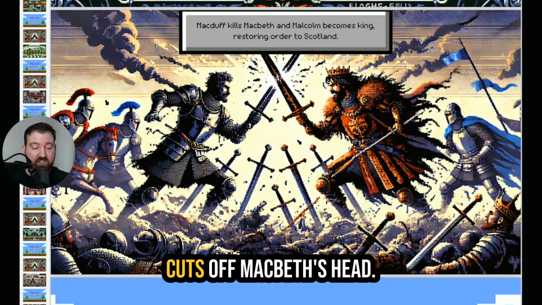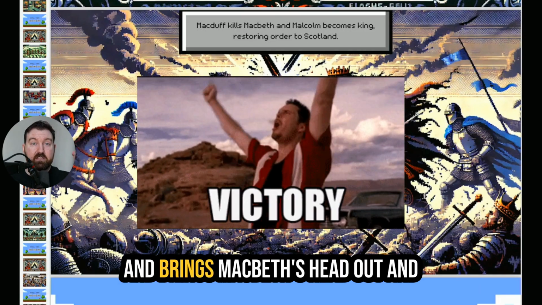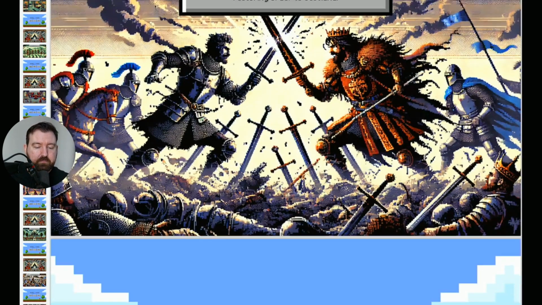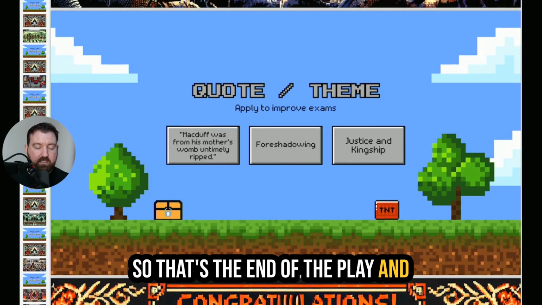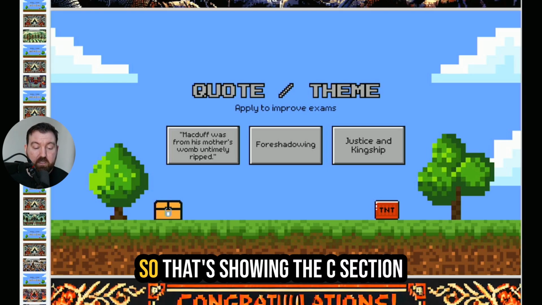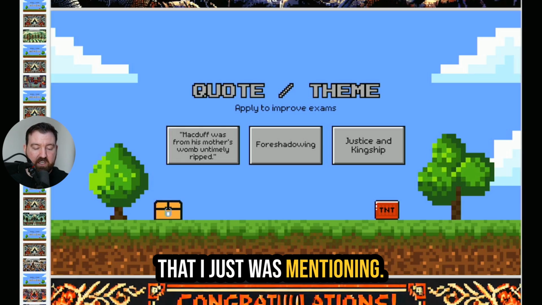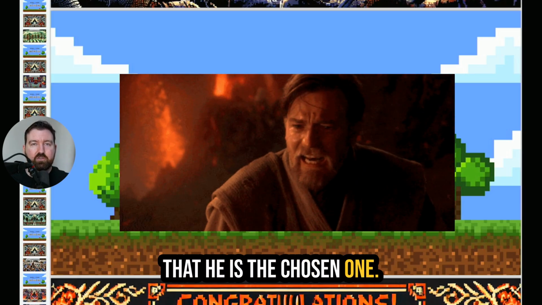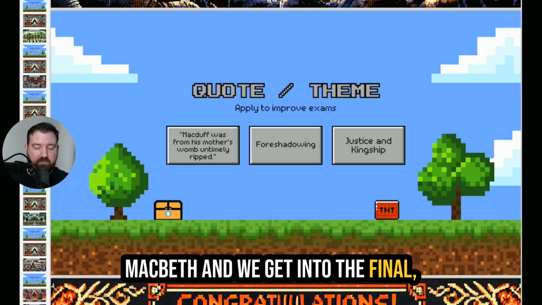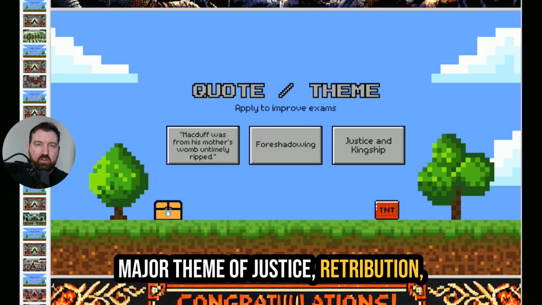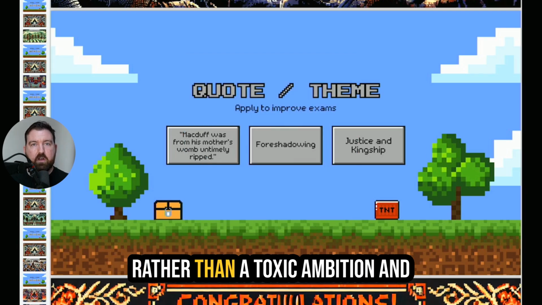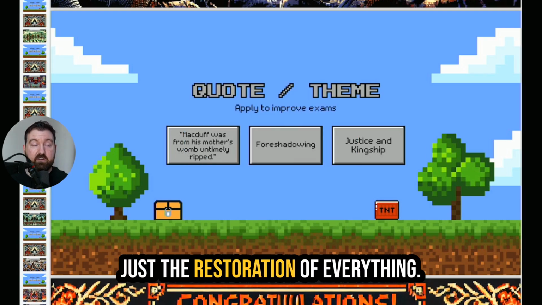And Macduff actually cuts off Macbeth's head and brings Macbeth's head out and hails Malcolm, King of Scotland. So that's the end of the play. And Macduff, the most important quote, Macduff was from his mother's womb untimely ripped. So that's showing the C-section that I was just mentioning. It's foreshadowing the fact that he is the chosen one. He's the one that can actually kill Macbeth. And we get into the final major theme of justice, retribution, the end of the supernatural, the end of the corruption, a positive ambition rather than a toxic ambition, and just the restoration of everything.